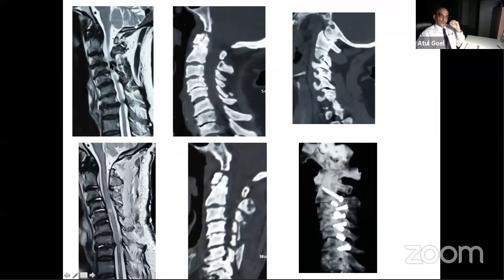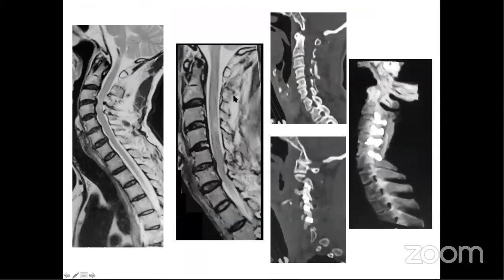This is another case. You see ligamentum flavum buckling, and osteophyte here, osteophyte here. And this is post-operative. You see new disc formation here, new disc formation here, new disc formation here. And this is multi-level fixation and arthrodesis with facetal spacer. This is a revolution in the field of spine surgery.